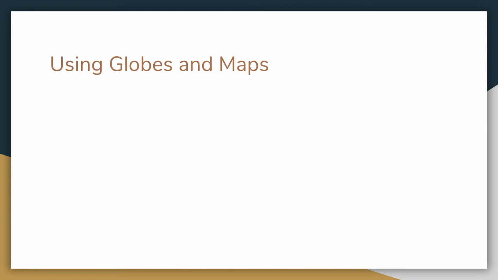Using globes and maps. Our guiding question: what is the difference between globes and maps? If you close your eyes, you can probably see your neighborhood in your mind. When you do, you're using a mental map. You're forming a picture of the buildings and other places and where each is located in relation to the others. Making and using maps is a big part of geography.